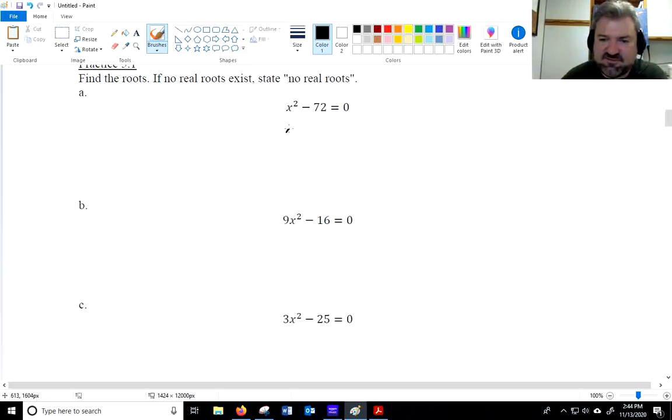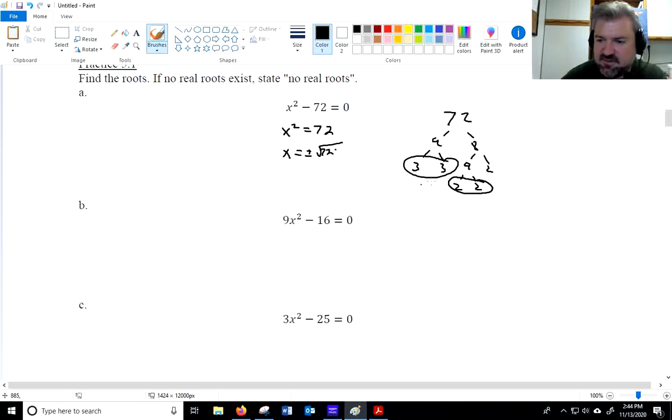So you should have moved the 72 over to the other side and taken the plus or minus square root of each side. And we can try and simplify this. 72 is 9 times 8, which factors to 2 times 2 times 2, and 9 is 3 times 3. So we're going to have a pair of 3s and a pair of 2s and one 2 left over. Remember, when you have more than one thing to bring out, they multiply on the outside. So this becomes plus or minus 3 times 2, which is 6, times the square root of 2. So my solutions are 6 root 2 and negative 6 root 2.